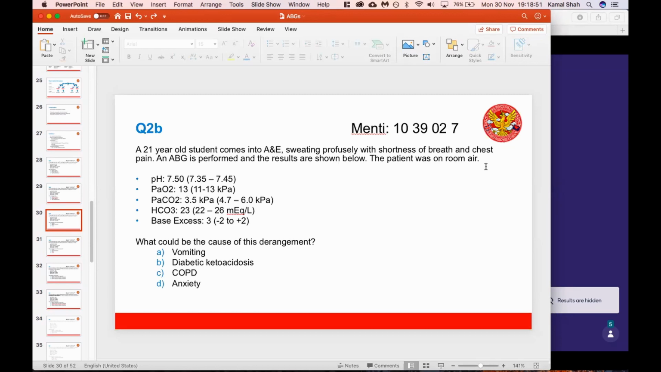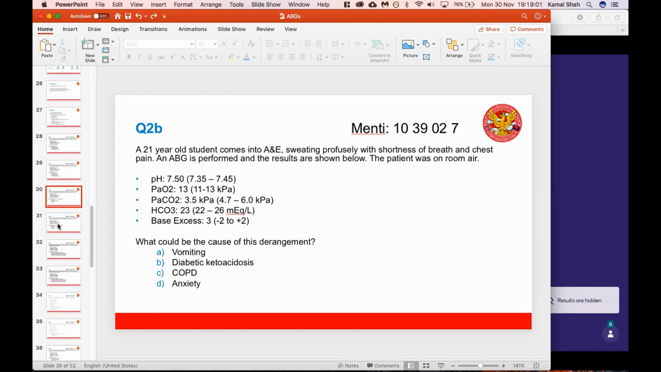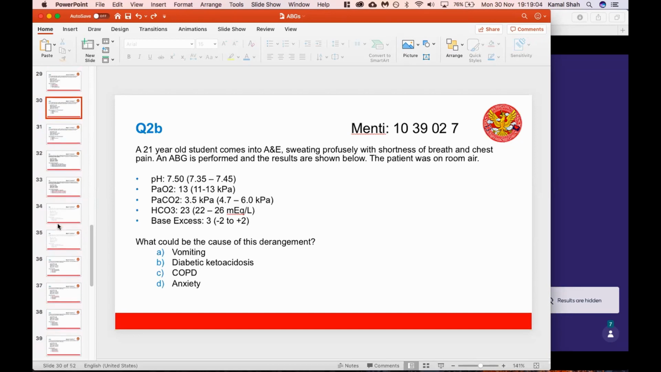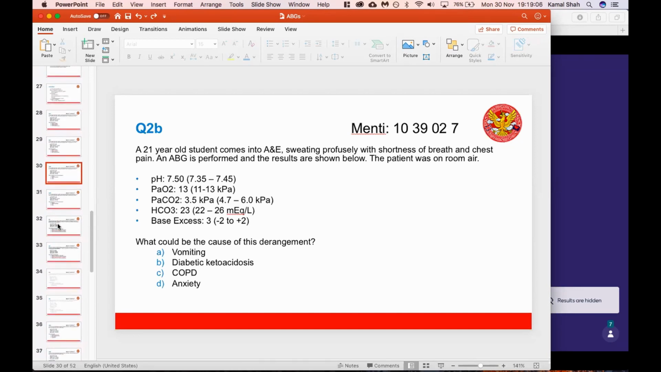I just didn't get why base excess was high. That's a good point. I think it probably should have been 2 or within normal range. So it's probably just a small mistake on my part. But I don't think the base excess was too relevant to the question, because the other abnormalities were the cause of the derangement.